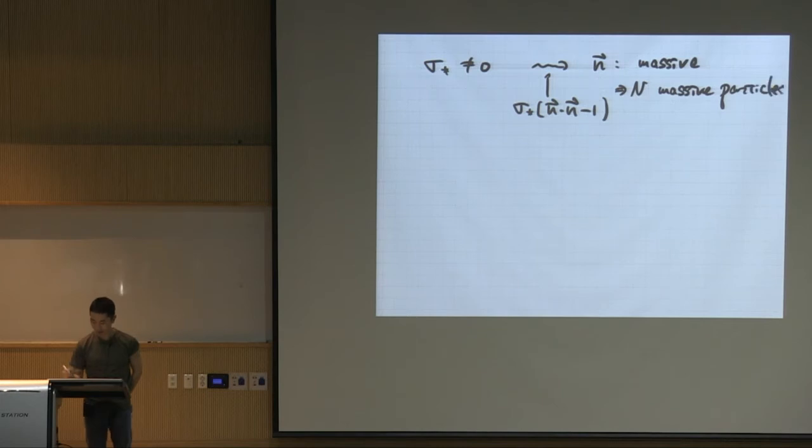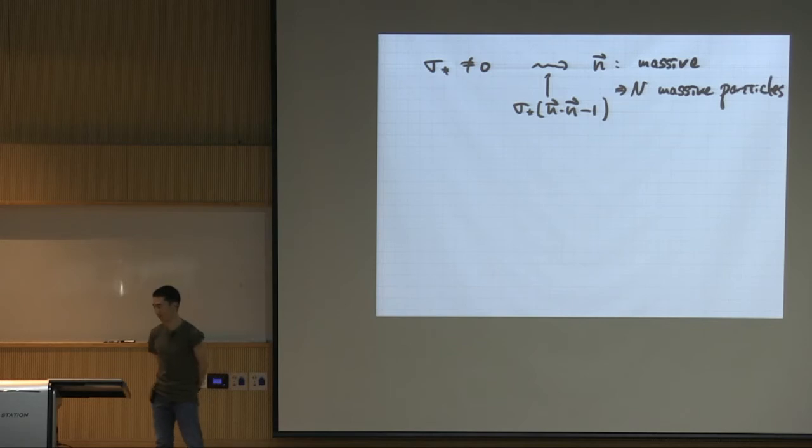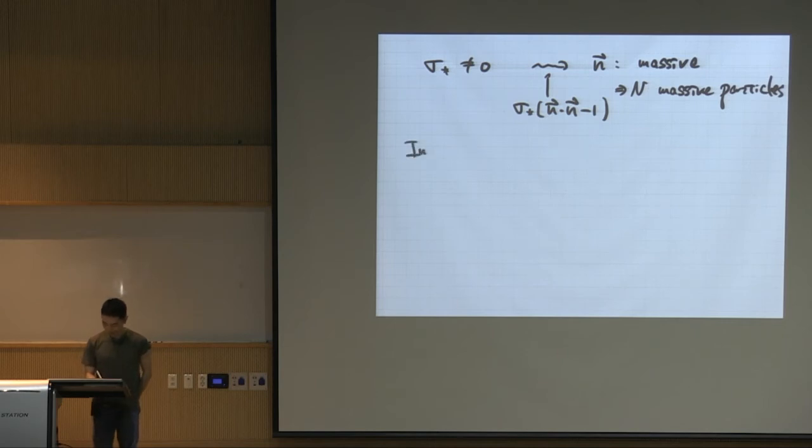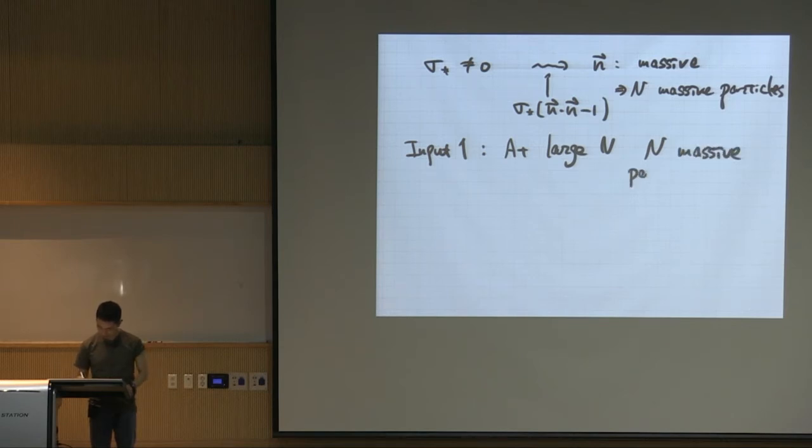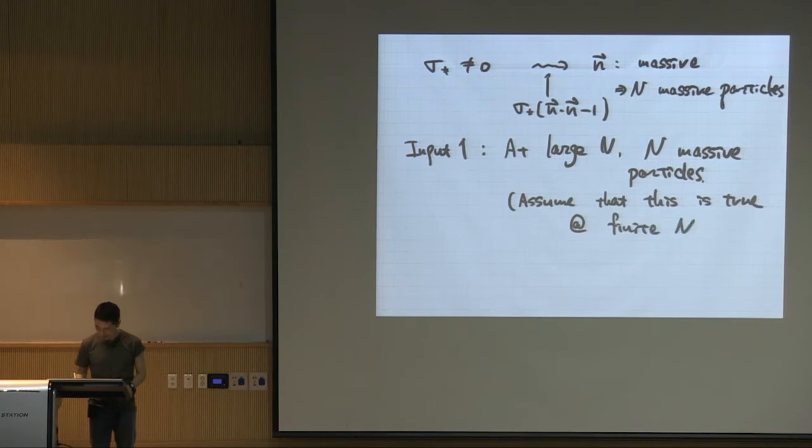This is quite different from what we concluded by just doing the classical analysis, because in the classical analysis we concluded that there are N minus 1 massless particles, but actually because of some non-perturbative mechanism, we have N massive particles. So the consequence of input 1 is that at large N, there are N massive particles. And in the rest of my lecture today, I assume that this is true also at finite N. Well, of course, this is a conjecture, but the idea of the bootstrap is to assume something reasonable and see whether we get a reasonable answer or not.